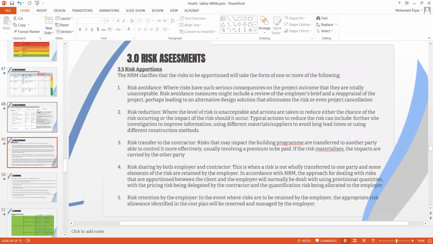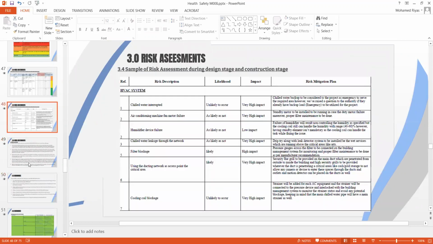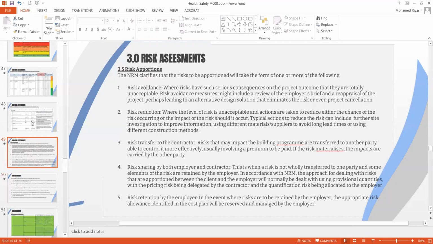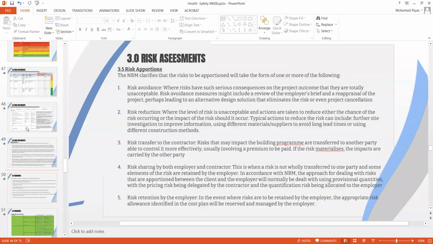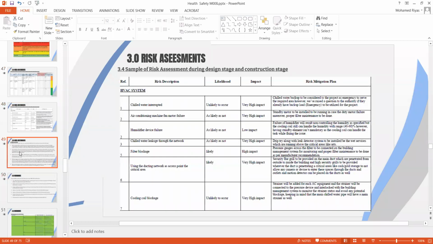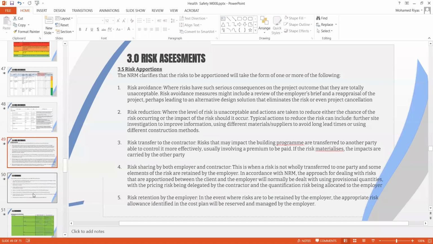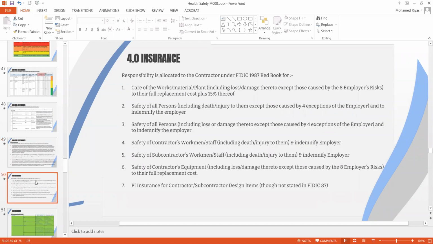Now, coming to the final part, which is the insurance. Before we move on to the question and answer session, on insurance we will discuss more about the contractual requirement for insurance and how certain risks are in place to deal with the contractor and the employer. Now let's move on to the first categories of insurance policy as per the FIDIC.